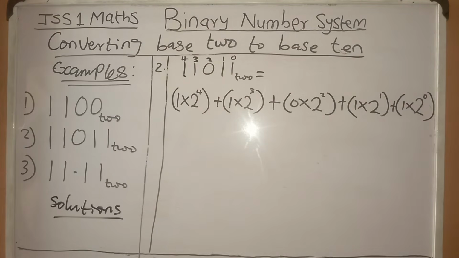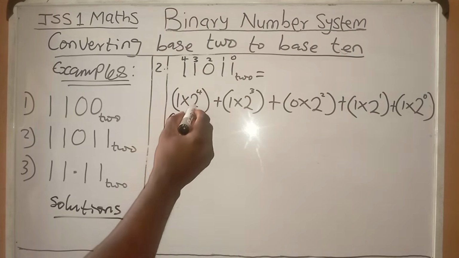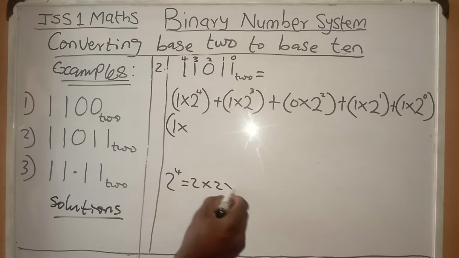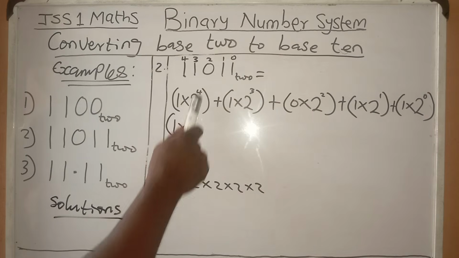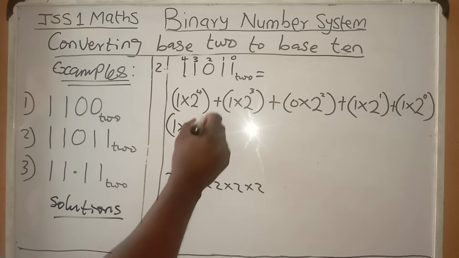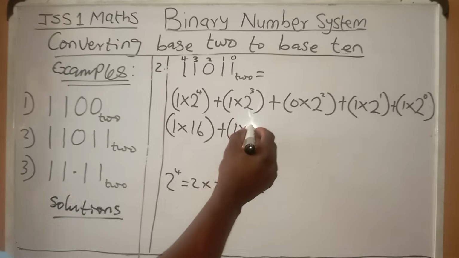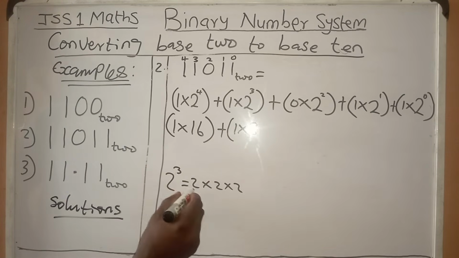Alright, so let's now dissolve it further. That will give us 1 times 2 raised to power 4. 2 raised to power 4, what will it give us? That's 2 times 2 times 2 times 2. So 2 times 2, 4. 4 times 2, 8. 8 times 2, 16. So 2 raised to power 4 will give us what? 16. Plus 1 times 2 raised to power 3 will give us what? 8. Because it will mean 2 times 2 times 2.